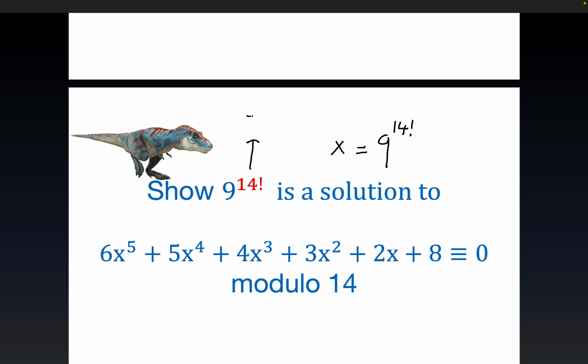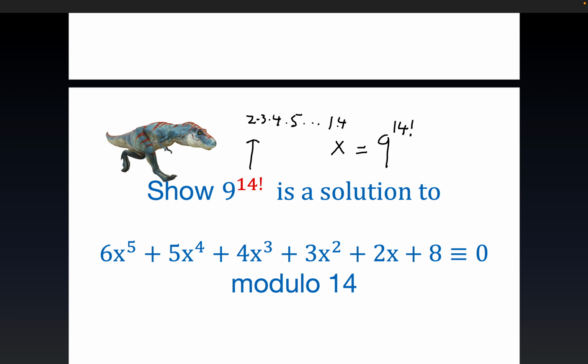14 factorial just means 2 times 3 times 4 times 5 all the way up to 14, and I'll leave out the stuff in the middle. That's the meaning, and of course I intentionally left out 1 since it's not necessary. It's the multiplicative identity. Theoretically this has to be a solution, because the order of 9 modulo 14 would have to be a number in this list, so theoretically you could say done, but we'll be more concrete about it.